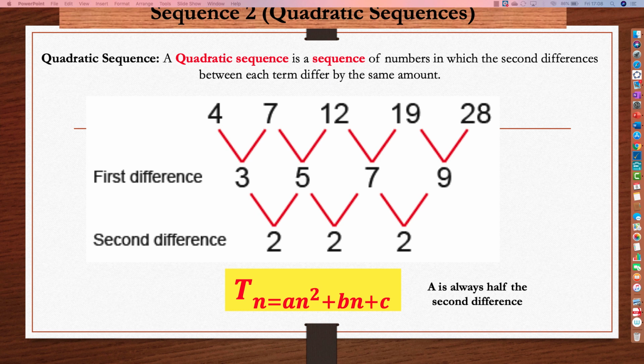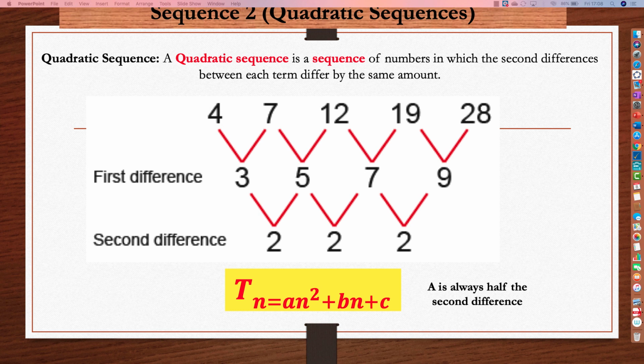So what I mean by that is, what is the distance from 4 to 7? 7 to 12, 12 to 9, and 9 to 8, 9. So it's not the same. The first difference is called 3, 5, 7, 9. It's not the same. If it's not the same, it can't be linear.